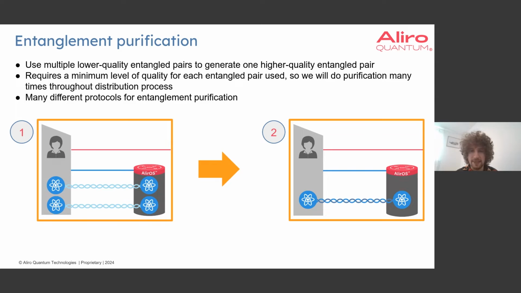To combat noise and keep fidelity at a high enough level so that we can even do purification, and eventually so that we can run end-user applications, we must use purification many times throughout the entanglement distribution process. Again, like with EEG, there are many different purification protocols that we can use.